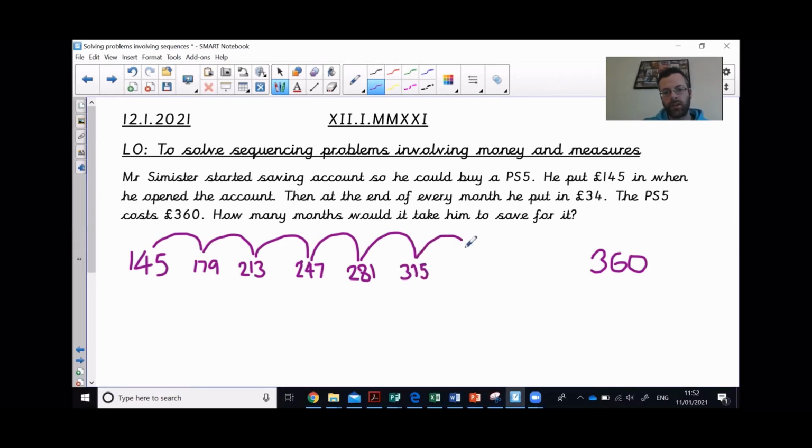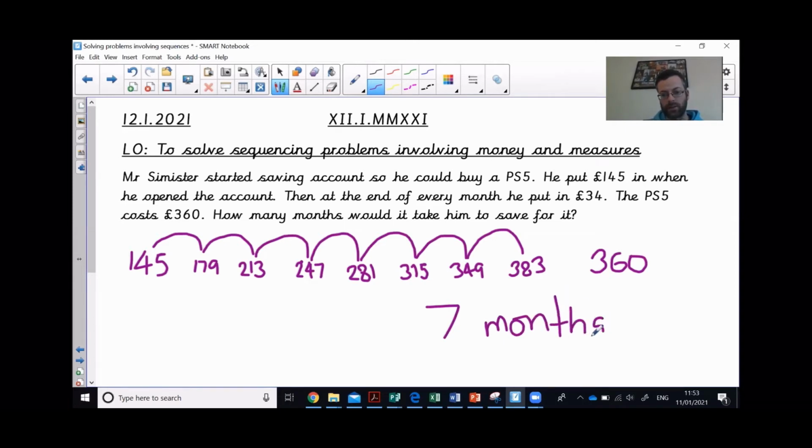Then I could go another 34, and I'm going to see how many, so that's going to get me to 345, 349. Then I'm going to add another 34, you probably already see that we're going to get past that, and get to 379, 383. So it's taken me 1, 2, 3, 4, 5, 6, 7 months to save up for that.